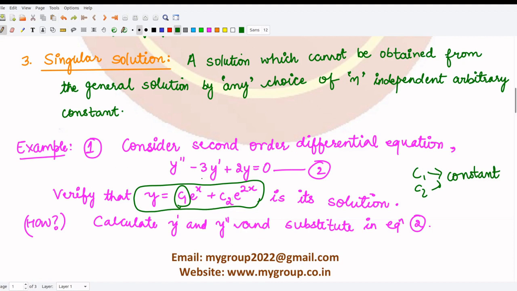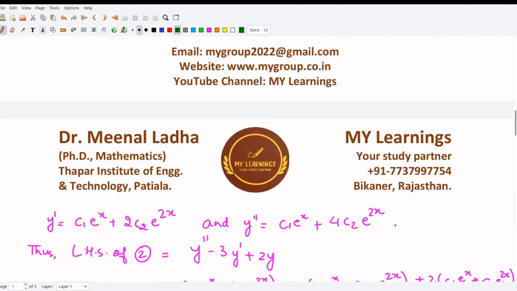Now first of all, verify whether it is a solution to this differential equation or not. How do we do that? We calculate the first derivative and second derivative of the given y, and then substitute all the values into this differential equation and see whether it is satisfied by y, y dash and y double dash or not. If yes, then it is a solution. If not, then it is not a solution. So let's verify this.